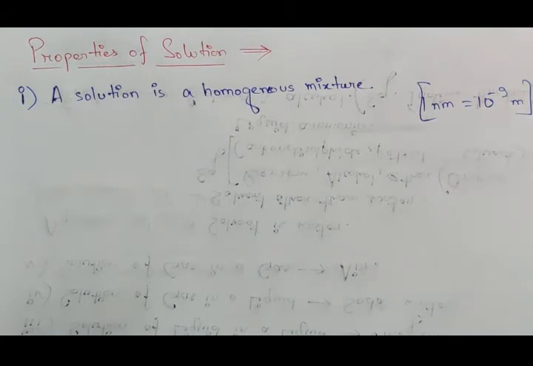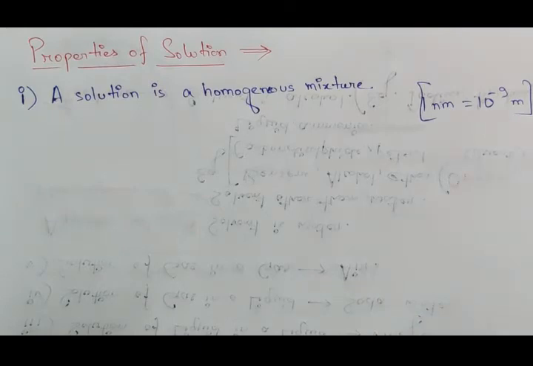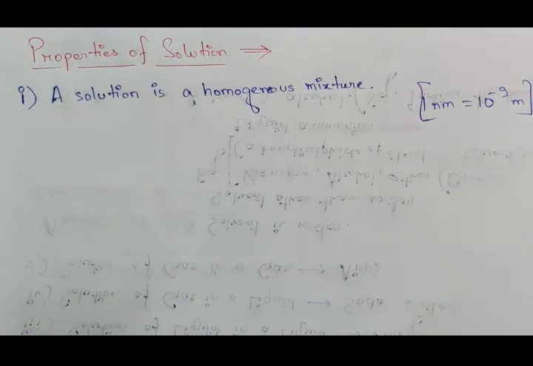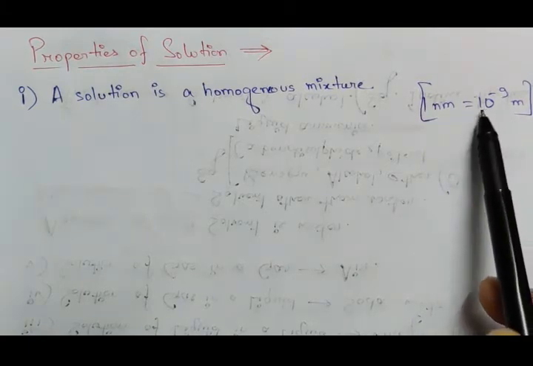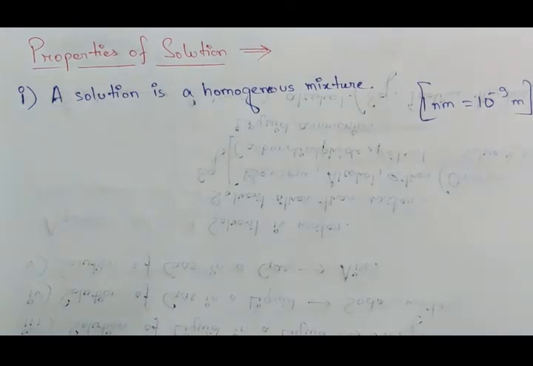So whenever a solution is there in which the size of the solute particles is less than 1 nanometer, or we can say it is near about 10 to the power minus 10 meter, in that case it is called a true solution. So the size of the solute should be less than 10 to the power minus 9 meter, or it should be near about equal to 10 to the power minus 10 meter.